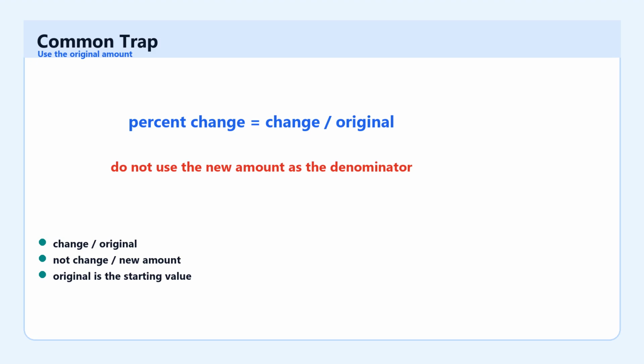Here is the common trap. Using the new amount as the denominator for percent change. For percent increase or decrease, the denominator is the original amount because you are measuring change from where you started.